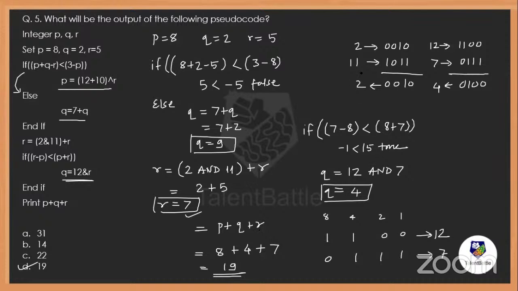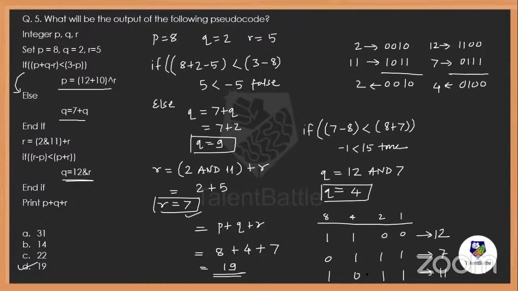In the same manner, calculate for 11. It will be 1011. 8 plus 2, 10, 10 plus 1, 11. So those numbers which are providing me the addition as 11, I am setting the bit value to 1, remaining 0. So this is 11. Like this, this is the way where you can easily go with the binary representation.